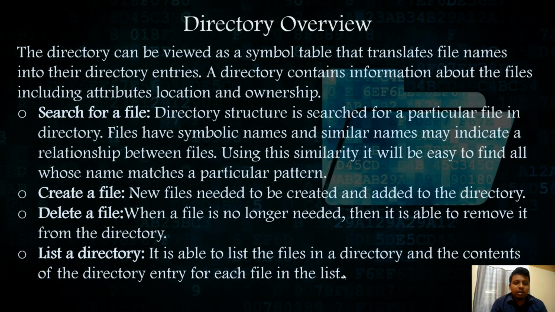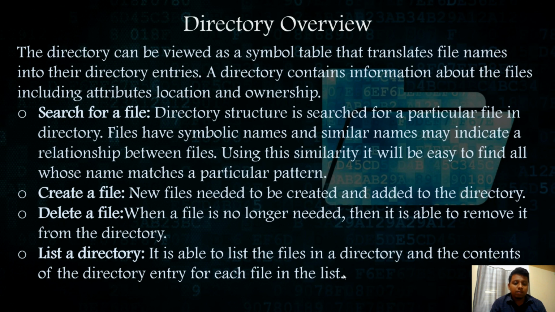The directory can be viewed as a symbol table that translates file names into their directory entries. A directory contains information about files, including attributes, location, and ownership. First, search for a file. A directory structure is searched for a particular file in the directory. Files having symbolic names and similar names may indicate a relation between files. Using this similarity, it will be easy to find all those names matching a particular pattern.